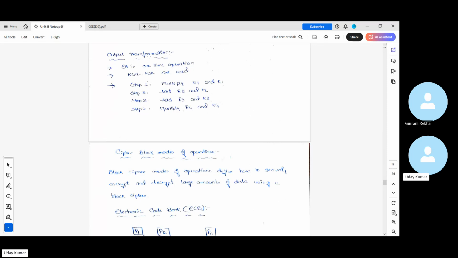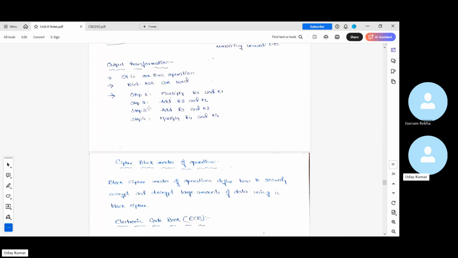So finally, this is the output transformation. This is a one-time operation, students. K49 to K52 are used here. Step 1 is multiply R1 and K1. Step 2 is add R2 and K2. Step 3 is add R3 and K3. Step 4 is multiply R4 and K4. After performing all these operations, you are going to get the final cipher text.